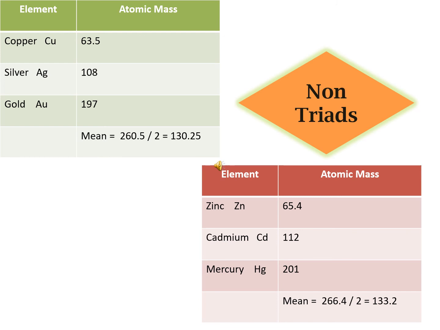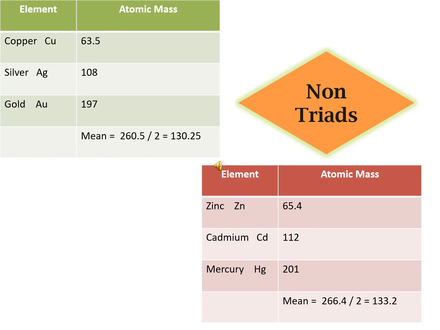Similarly, one more example of zinc, cadmium and mercury is given. So zinc and mercury, when we find out the atomic masses, the total comes out to be 266.4, divided by 2, that is 133.2, but the actual atomic mass of cadmium is 112. Again, this difference is too big to be ignored, and so we find that this is also not a triad.